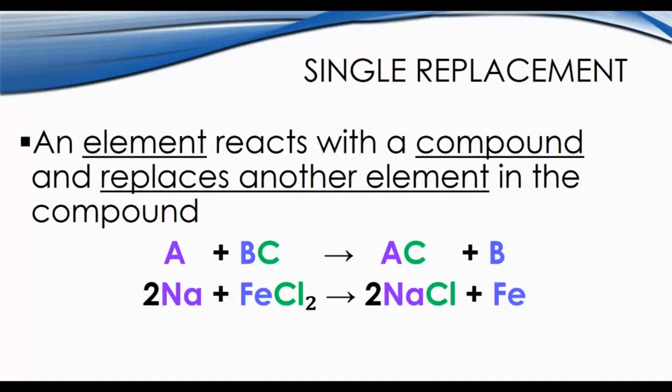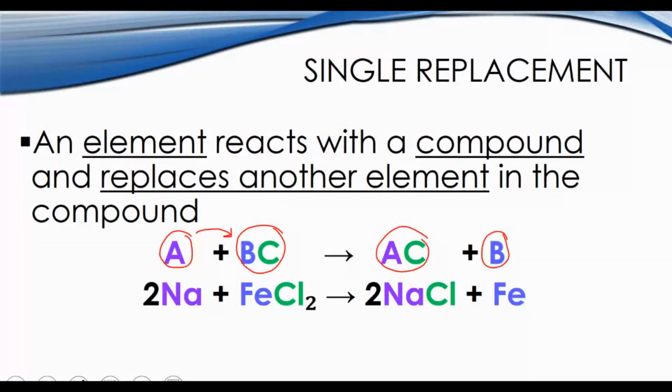Now, let's look at the definition. Single replacement occurs when an element reacts with a compound and replaces another element in the compound. So that's a little bit confusing. So let's look at the example we have on screen. We are saying that we are going to start with an element by itself and a compound. Now, during the reaction, the element will ideally replace one of the elements that is part of that compound. So we would end up with a new compound, and one of the elements that was originally in the compound, in the scenario B, would be by itself as a product.